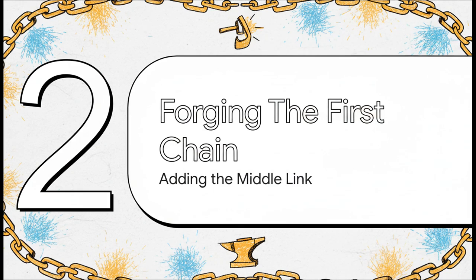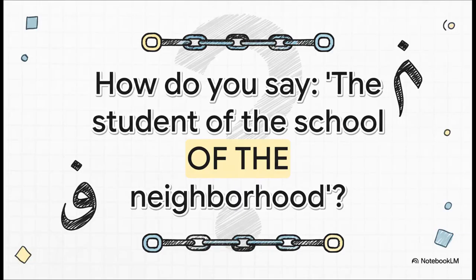So, we've got our basic two-word link down. But what happens when we want to connect more than two things? Well, this is where we get to forge our first real chain by adding a crucial middle link. And here's the puzzle we need to solve. The student of the school. Yeah, that's easy with our two-part structure. But how do we tack on that next layer, of the neighborhood? This needs something new, a different kind of connector.